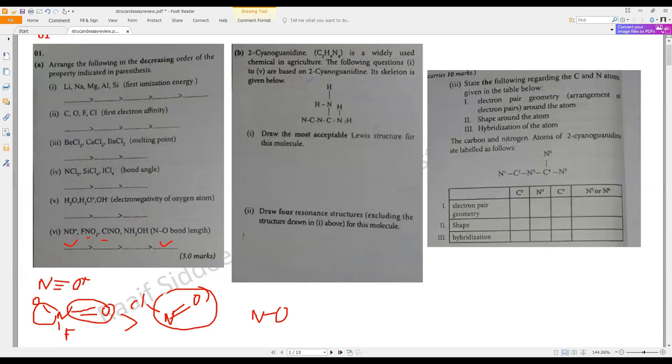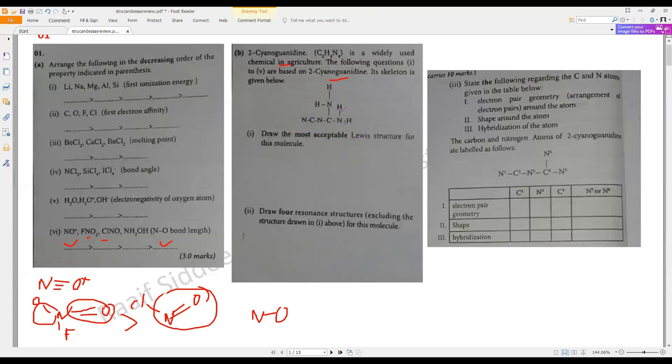And part B, we have been given another typical compound. This is not much used in organic chemistry, but it is very important in synthetic organic chemistry. Cyanoguanidine is very important in molecular chemistry. You have been given the structure here, which is a very well-known chemical in agriculture as well. So you have to draw the most stable structure.